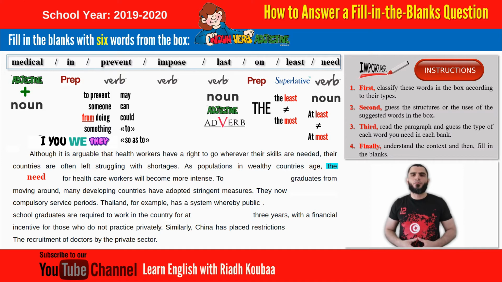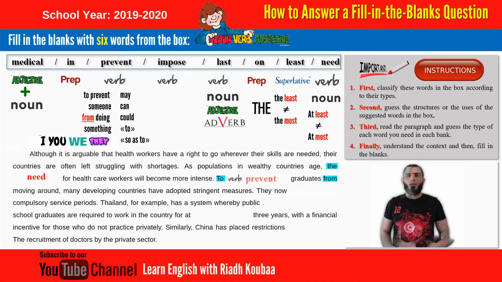Let's carry on now with the next sentence. Number 2, when we have a blank, graduates from moving around, many developing countries have adopted stringent measures. Here I have 2 indicators. The first one is to, and the second one is from moving. We said earlier that we say to prevent someone from something or from doing something. So the correct answer is to prevent.